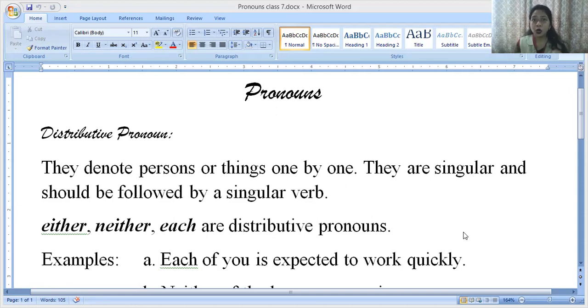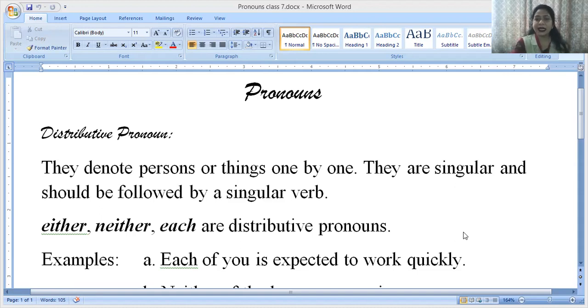Distributive pronouns are those pronouns where you deal with persons or things one by one. They denote persons or things one by one. They are singular and should be followed by a singular verb. Now, either, neither, each, these are distributive pronouns. Here I must tell you, every is not a distributive pronoun. Every, either, neither and each can be distributive adjectives also. But when we talk of distributive pronouns, then either, neither, and each are the distributive pronouns.